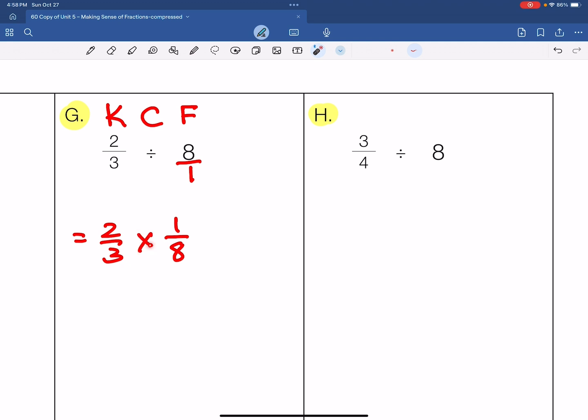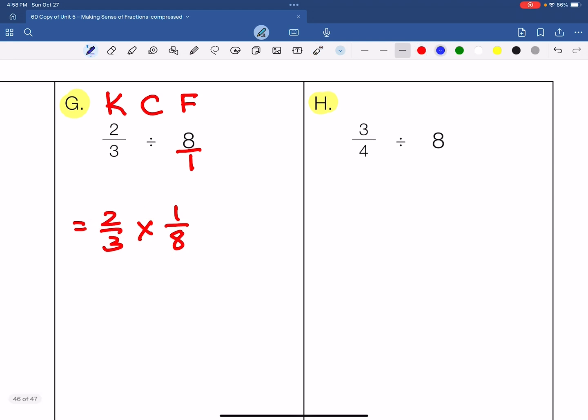Let's see if we can simplify first. 2 and 3 will not simplify, and neither will 1 and 8. Let's check diagonals. The 3 and 1 will not simplify, but if you look at the other diagonal, the 2 and the 8 will, by dividing by 2. Get ready to cross. Divide by 2, divide by 2. 2 divided by 2 is 1. 8 divided by 2 is 4.